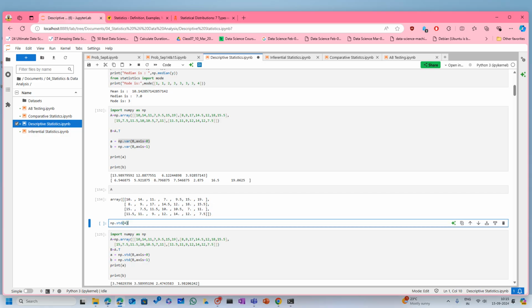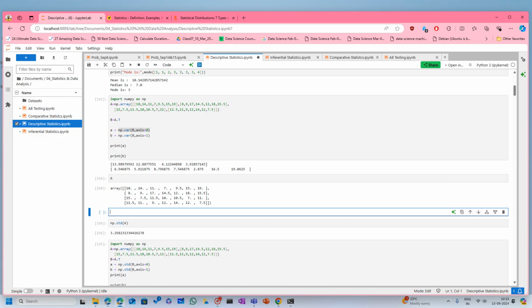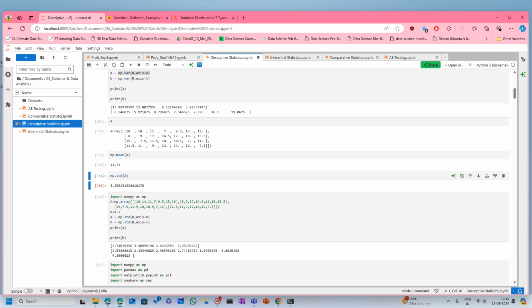You can pass the std of A, and then you will get the standard deviation is 3.25, which means, if you take the average of this entire thing, np dot mean of A, what it means is each student on average is 3.25 points away from the mean. On average, each scoring is 3.25 points away from the mean.